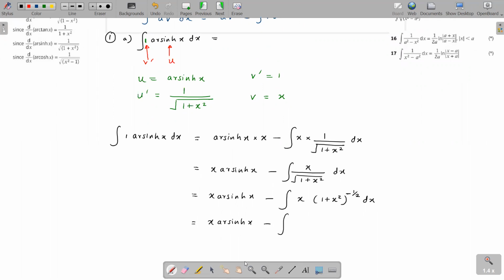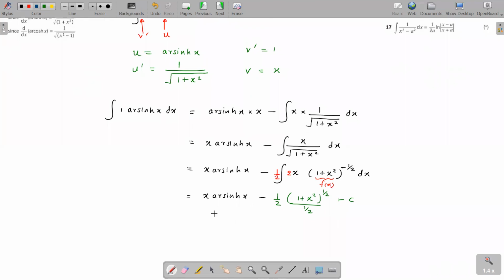Before I integrate, do I have the perfect f dash x here? This is my f x. What is the perfect f dash x? The differentiation of 1 plus x squared is 2x. I need to put a half outside here. So when we integrate 1 plus x squared to the power minus half, plus 1 is half, divide by half. And we are completely done with the integration.